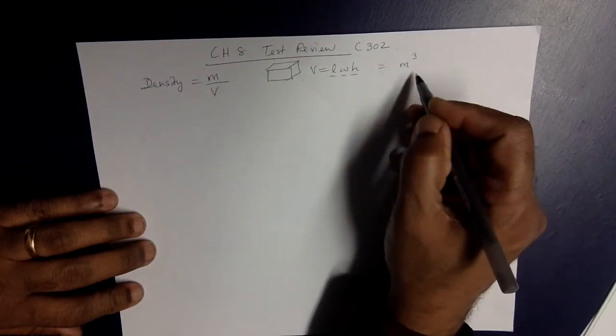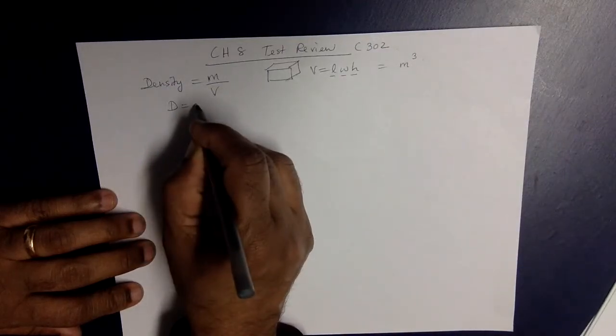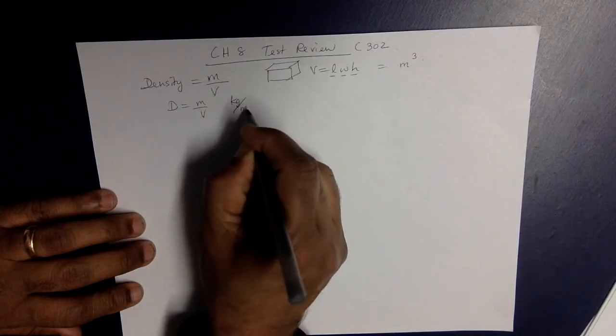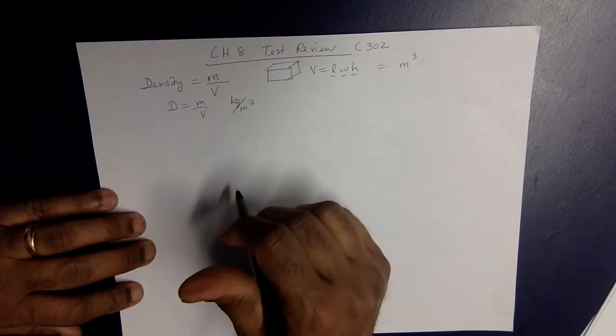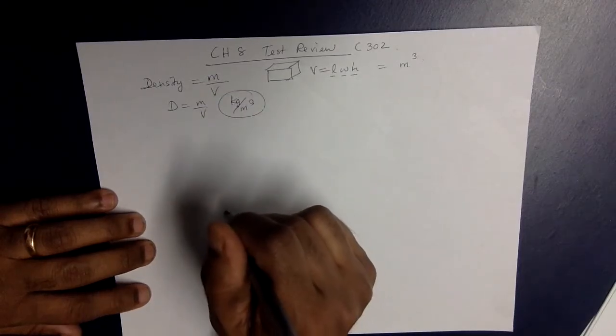Once you have the volume in meter cubed, then you can find the density as mass over volume, which should be in kilogram per meter cubed. Okay, just take care of the units. The density's unit is that.